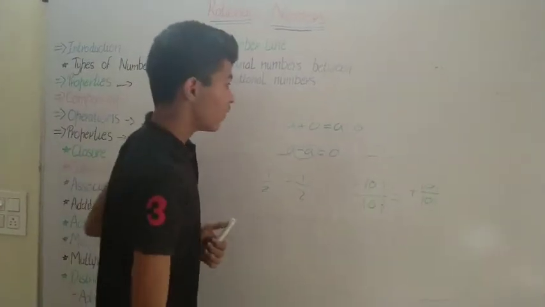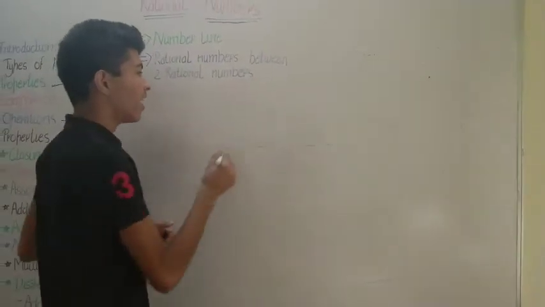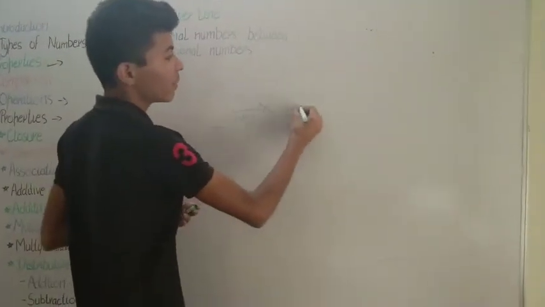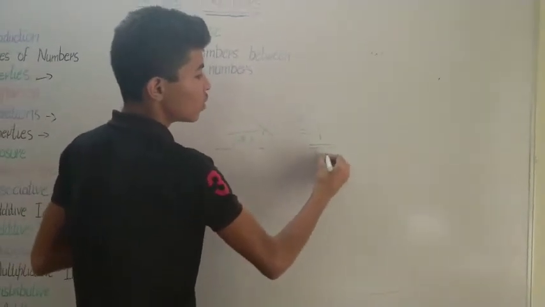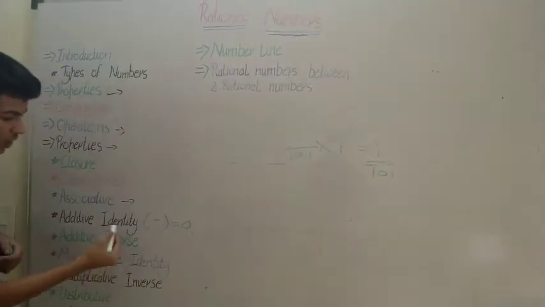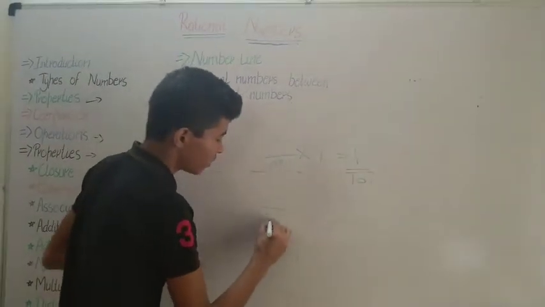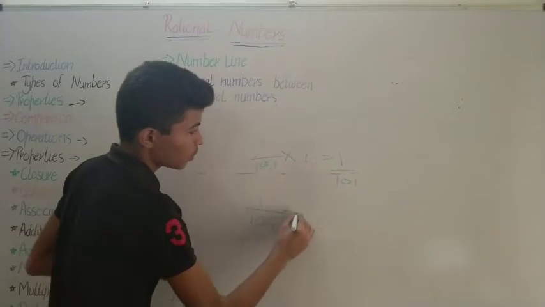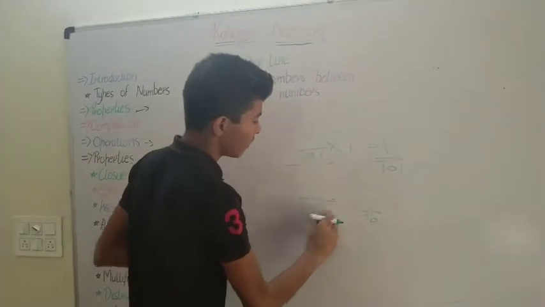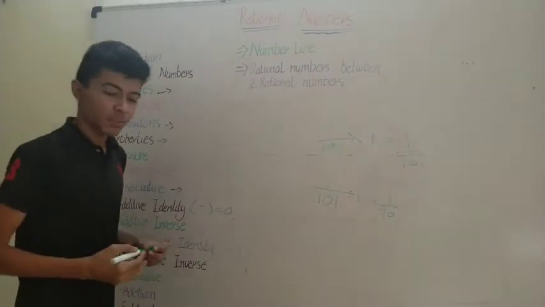Multiplicative identity, in the same way: what should we multiply with a number to get the same number back? If we have 1 by 101, what should we multiply it by to get the same number back? That is 1, simply 1. It is the same for division. What should we divide 101 by to get 101? Simply divide by 1 to get the same number.